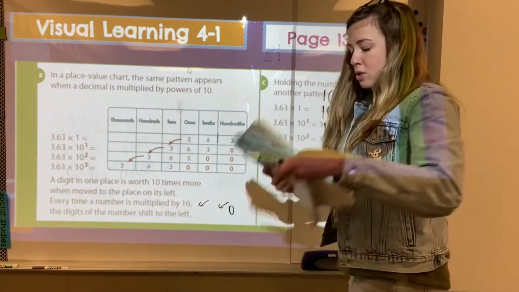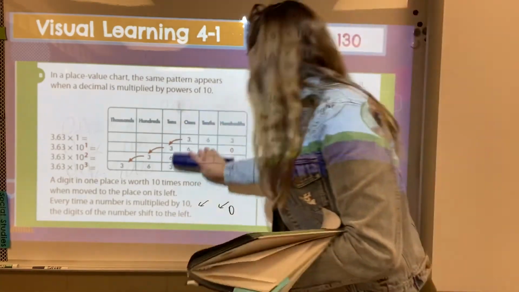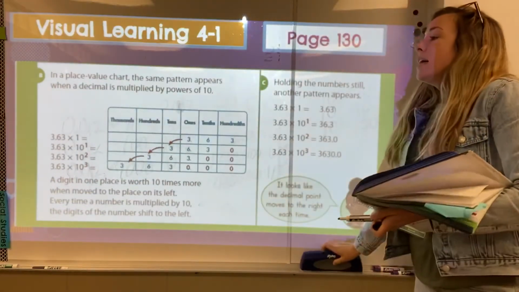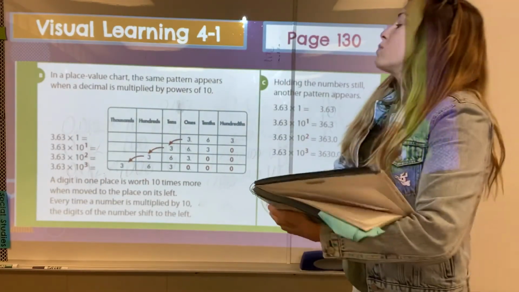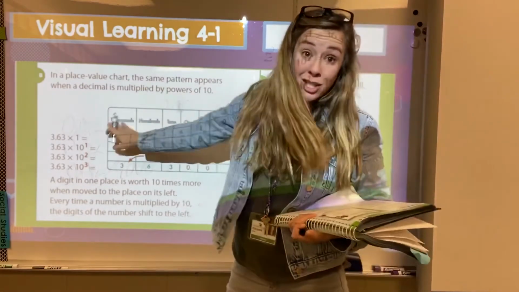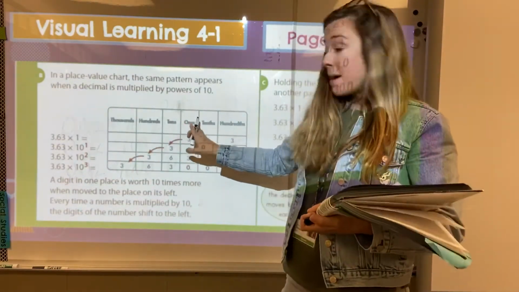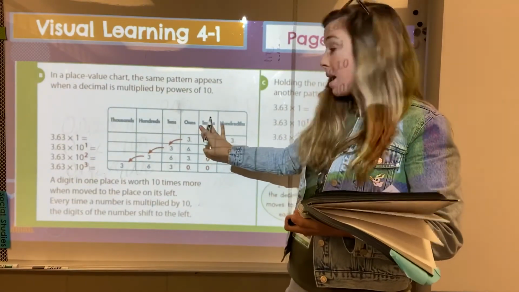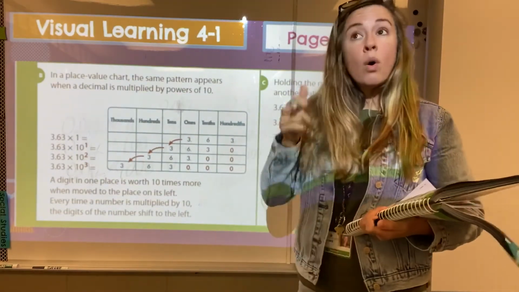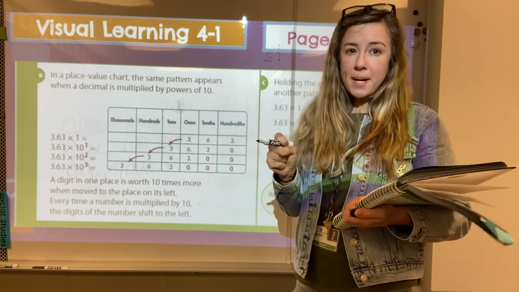Let me erase. Whoopsies. Now they're going to throw a decimal into the mix. They have 363 times 1, well, that would just be 3.63. And this is a great chart. If you get confused today and you want to look at your hundreds, tenths, ones on here to help map out your number, you can. Or I have that place value chart that I sent home. I think it's in your Avid binder.